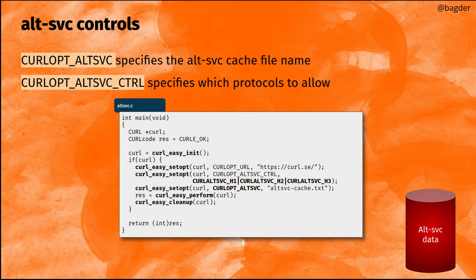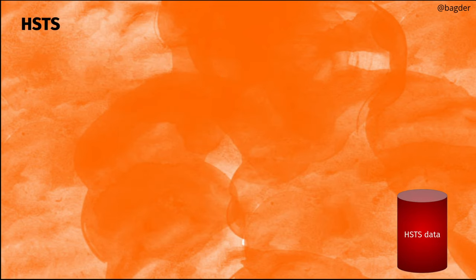And here's just a quick example. It sets, I want to go with H1, H2, H3, that's HTTP 1 and 2 and 3, of course. And you specify which file name to use as a cache for alt service data. Wham, and it'll just automatically save the cache at exit, load the cache on entry, and use the data to go to the specified HTTP versions in case you support them and in case the server actually says that their service is available over those versions.